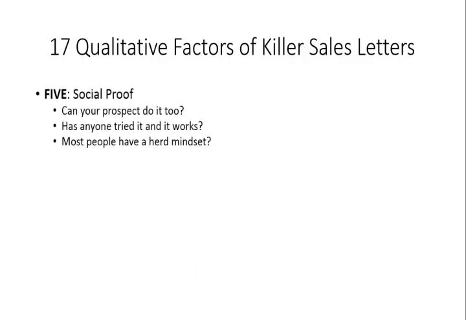Principle number 5, social proof. In other words, you want your prospect to feel like they can do it too. So you want to give them testimonials. You want to give them the opportunity to see people who have benefited from what you're offering. In other words, a prospect is asking, has anybody else tried this? Most people have a herd mindset, so they like to see that other people have tried something before they move ahead.